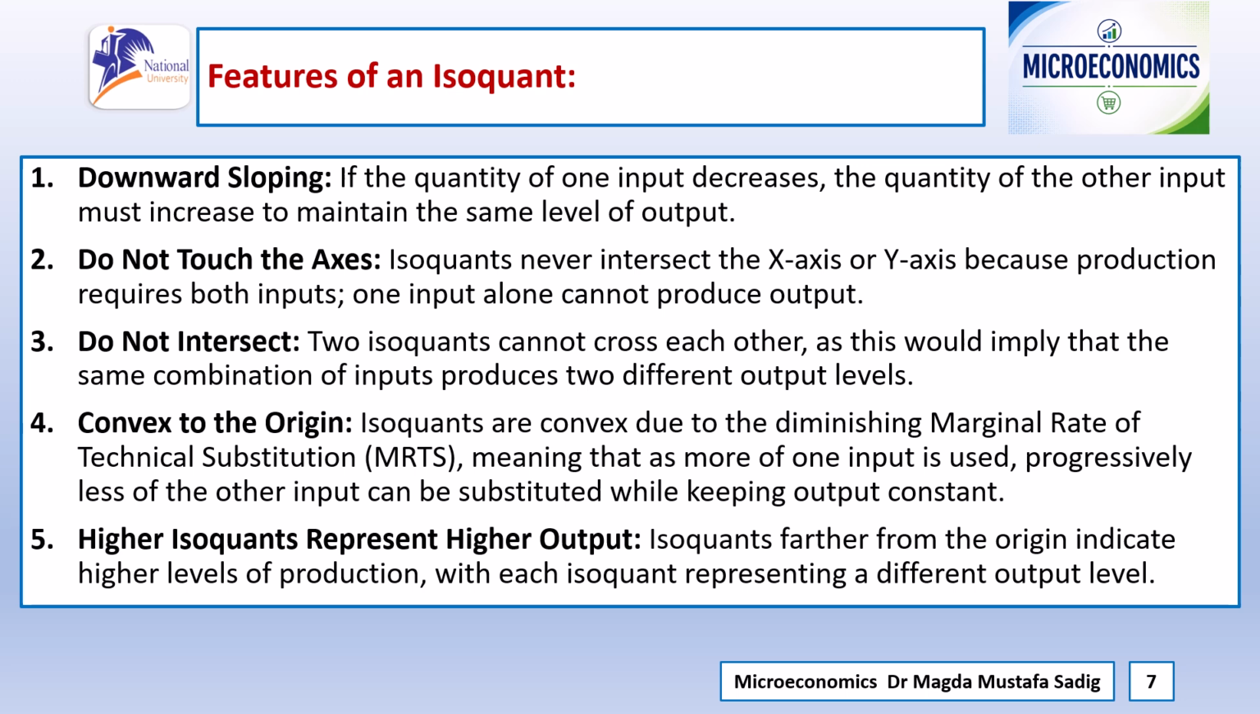What is the importance of isoquants? They help managers choose the least cost combination of inputs and assist firms in deciding whether to invest in machinery or hire more workers. They improve production efficiency, they support long-run production planning, and they help economists understand how firms allocate scarce resources efficiently.